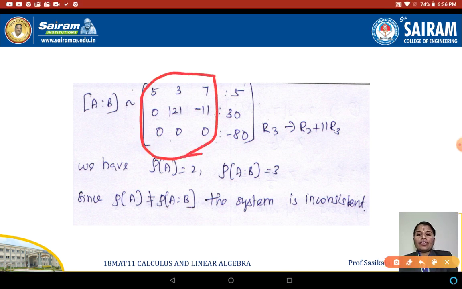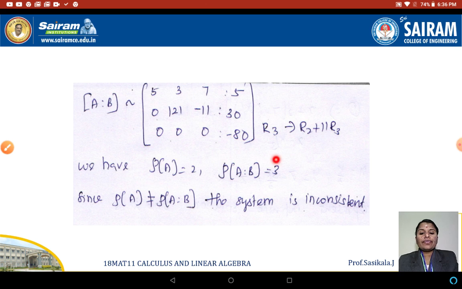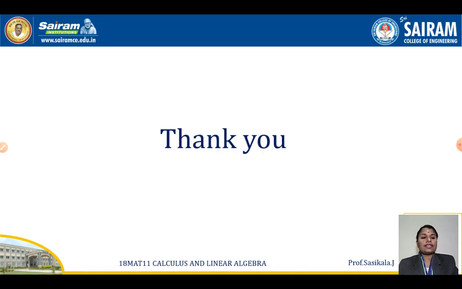Okay. So the rank of this matrix is what? I have only 2 non-zero rows. That's why the rank of A is 2, right? Similarly, you can see that together for A and B, minus 80 has appeared. So the rank of AB is 3, right? So it is clearly seen that the rank of A is not equal to the rank of AB. The system is inconsistent. Okay. So that's all for the test of consistency. Thank you.